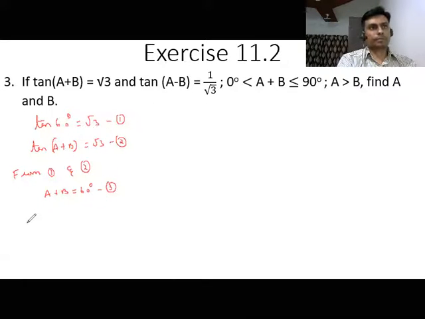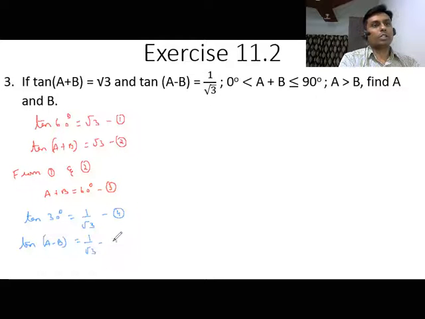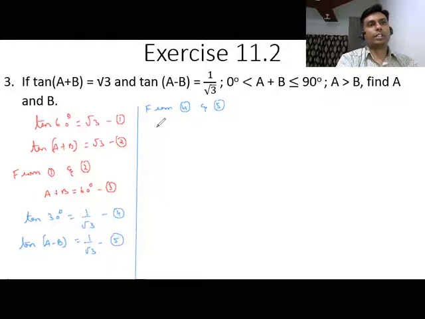Now I'll take the next set. tan(A - B) is equal to 1 by root 3. For which angle is tan of that angle equal to 1 by root 3? 30 degrees, isn't it? So I know tan 30 degrees is equal to 1 by root 3. I will call this equation 4. Also, they have given us tan(A - B) is equal to 1 by root 3. We'll call this equation 5. So now we'll compare 4 and 5. From 4 and 5, we have A - B is equal to 30 degrees. We'll call this equation 6.